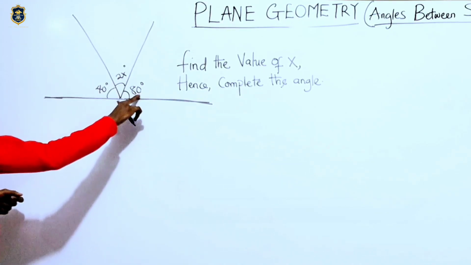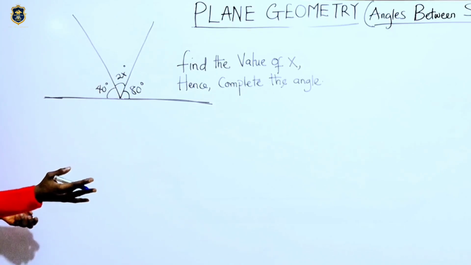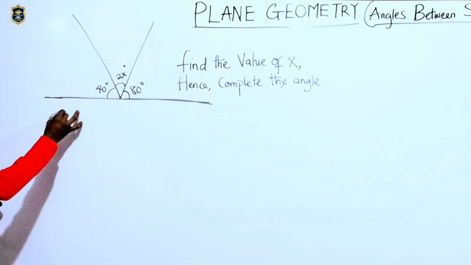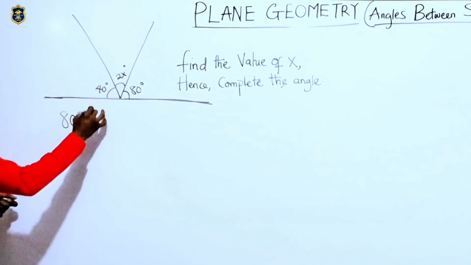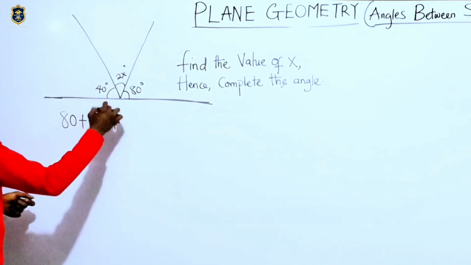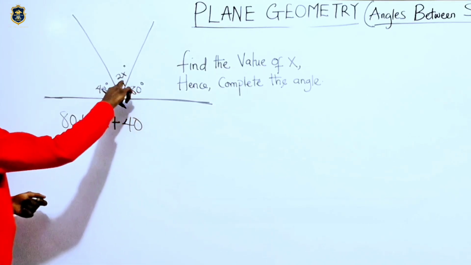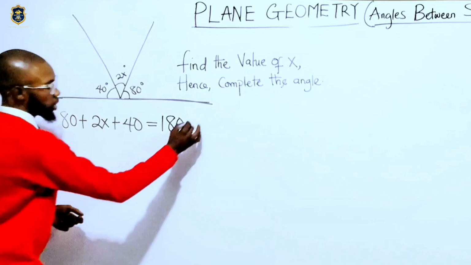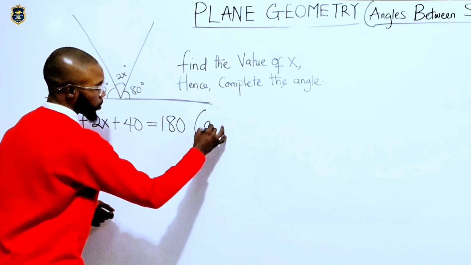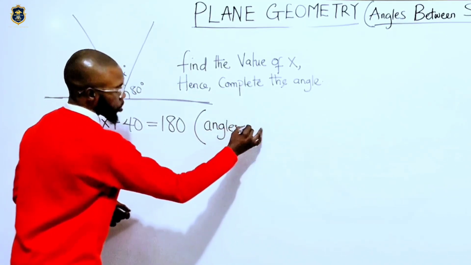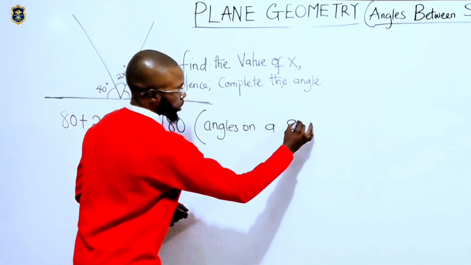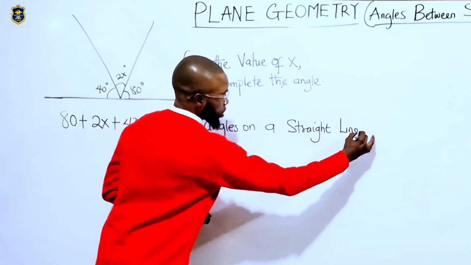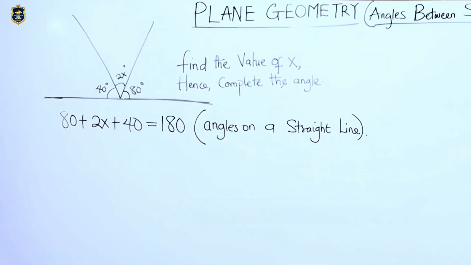The solution here becomes adding all of them equal to 180, and the reason is that they are angles on a straight line. That's the condition for it. So in solving that, we have 80 plus 2x plus 40 equal to 180 degrees. And the reason is that they are angles on a straight line. Right? That's the reason.